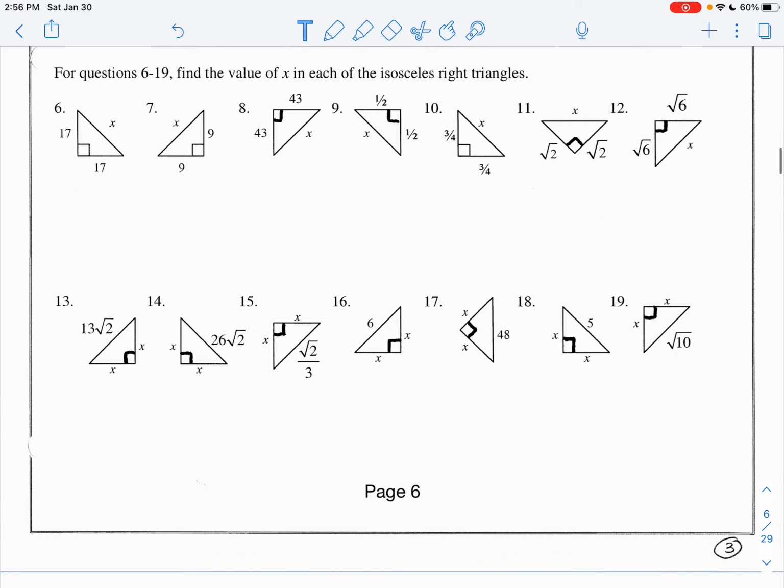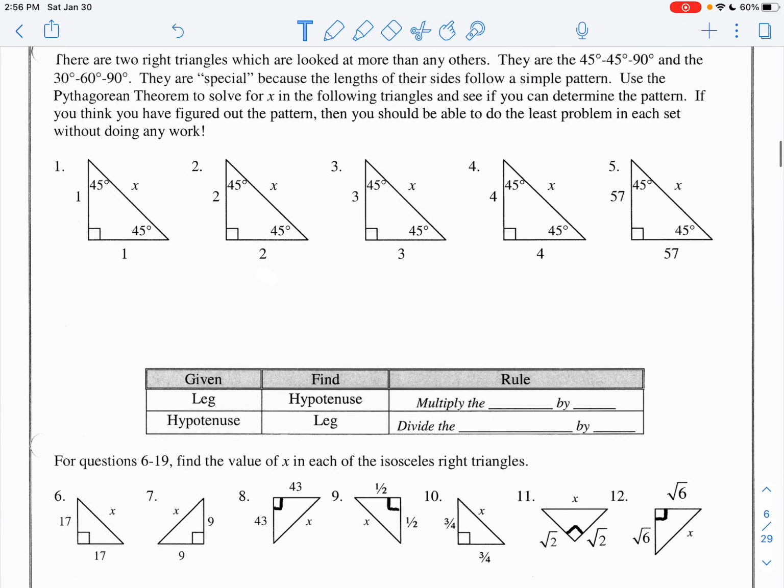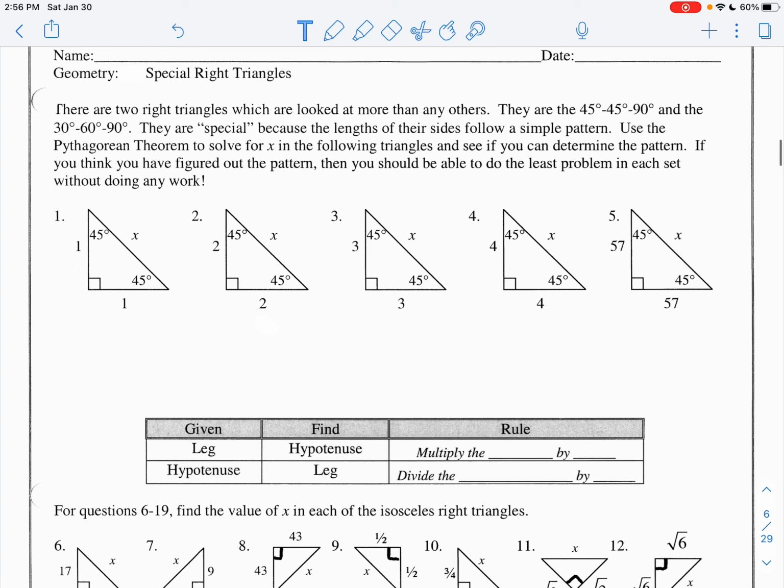We are on page 6 of your Unit 5 packet, and we'll be talking about special right triangles today. The first video is on what we call the 45-45-90 triangle, and the second is 30-60-90. The common angle is 90. So specifically speaking, we're talking about two types of right triangles.